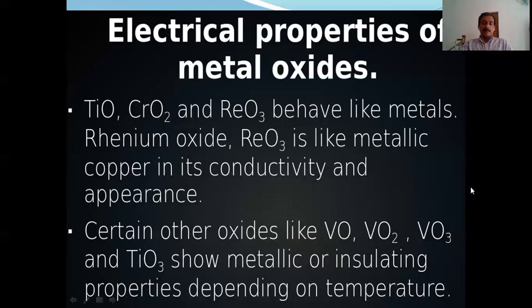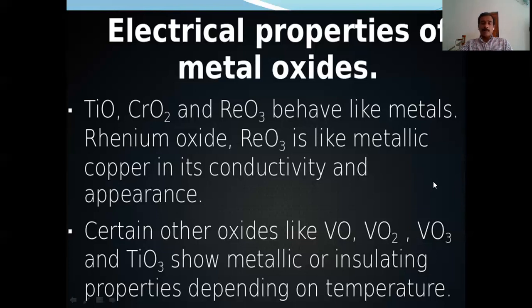If you analyze certain other oxides such as oxides of vanadium, VO, VO2, VO3, in this case, they show metallic or insulating properties depending on the temperature. As the temperature changes, their conductance changes. TiO3, titanium trioxide, is another example, which also has changes in its conductance with the temperature.